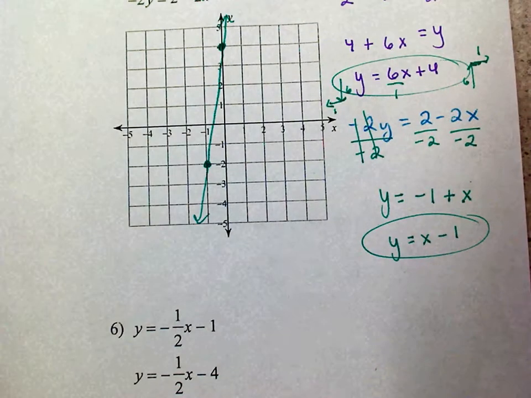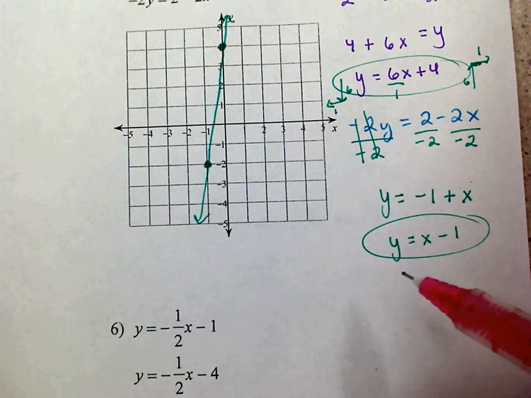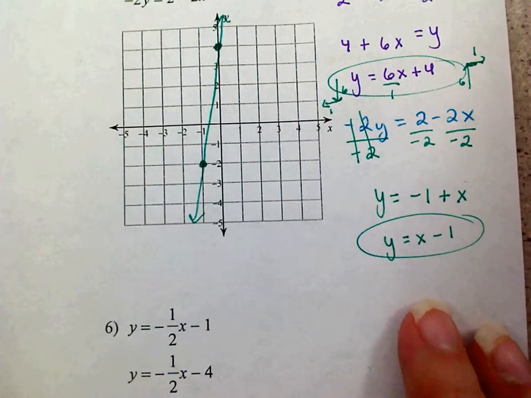Okay, now I need to graph what? This other equation. What's the y-intercept? Negative 1.